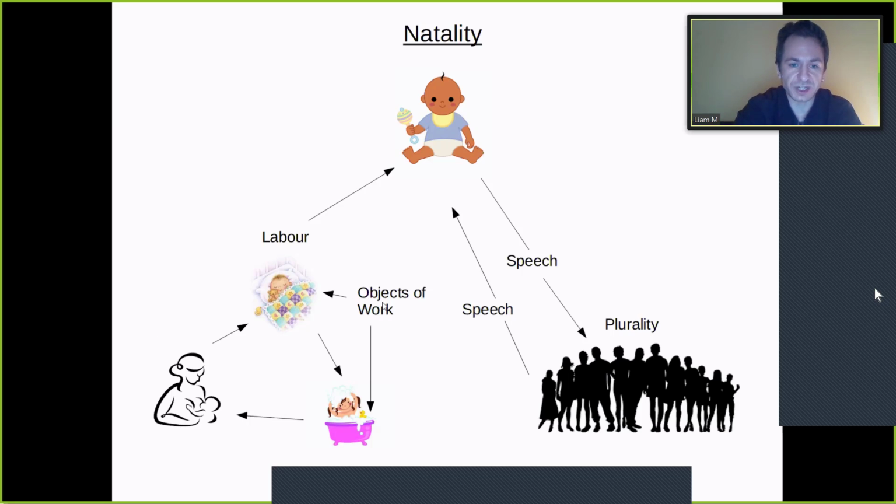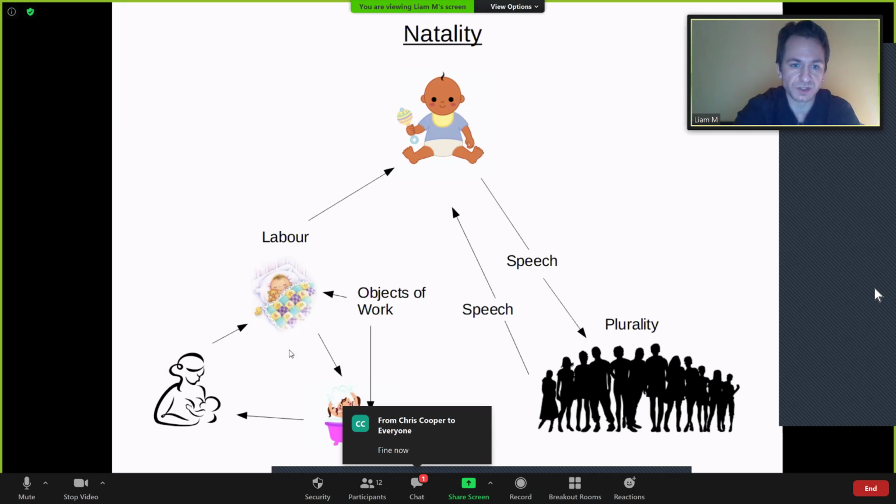We are also subjected to objects of work. So these are physical objects. You can see here the bathtub, the rubber ducky and stuff.